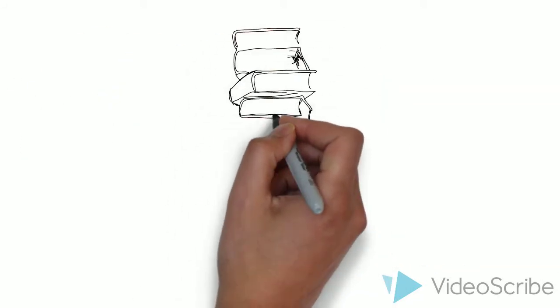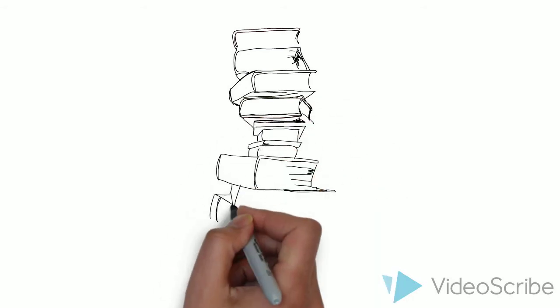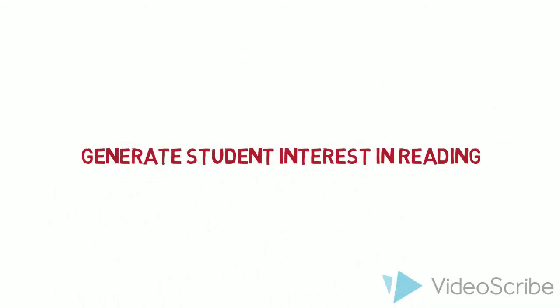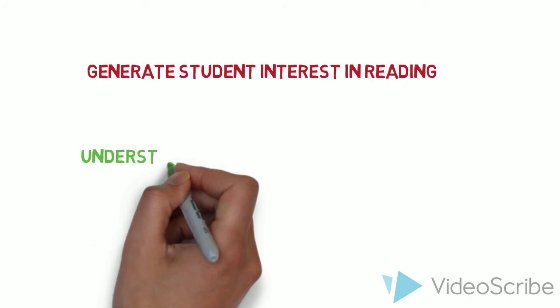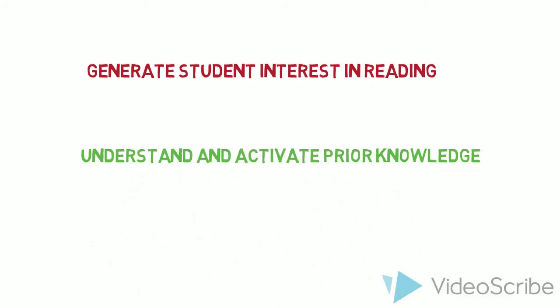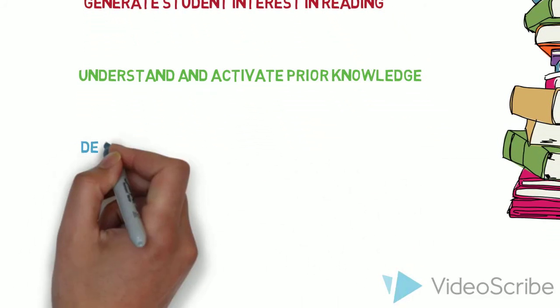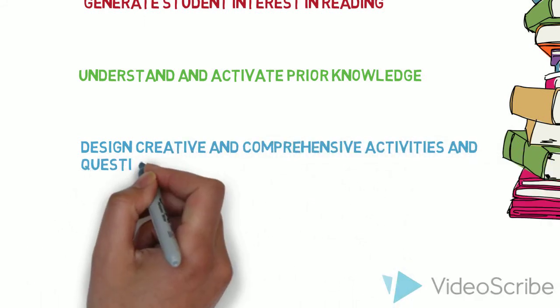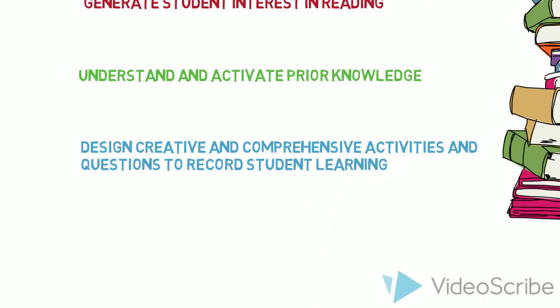The study guide shows more in-depth interpretations of how to teach reading comprehension skills in this short video. It is clear, however, that English teachers need to generate students' interest in reading, followed by understanding and activating students' prior knowledge, and then design creative and comprehensive activities and questions to record student learning, as well as generate higher order thinking and reading comprehension skills.